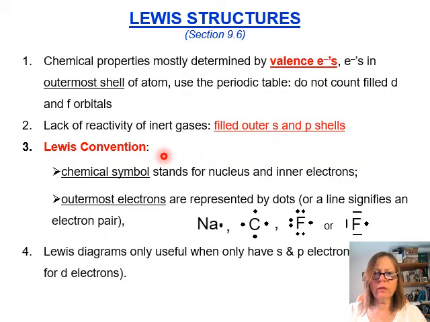We use the Lewis convention in which the chemical symbol stands for the nucleus and inner electrons. Then we show the outermost or valence electrons by dots. Sometimes we will use a line that represents a pair of electrons. Lewis diagrams are best when we only have s and p electrons. They're not great when we have d electrons.